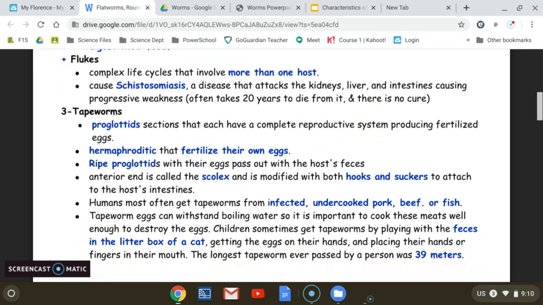Their eggs can withstand boiling water, so it is important to cook these meats well enough to destroy the eggs. Children sometimes get tapeworms by playing with the feces in the litter box of a cat, getting the eggs on their hands, and placing their hands or fingers in their mouth. The longest tapeworm ever passed by a person was 39 meters.